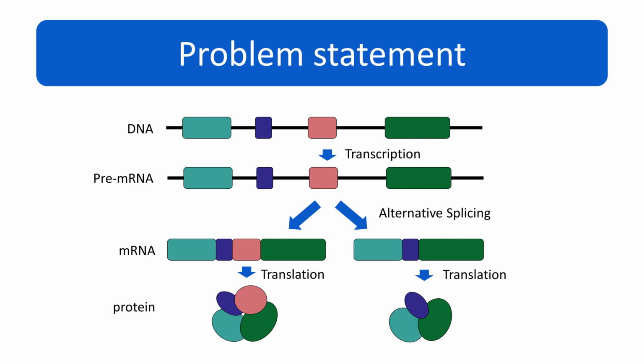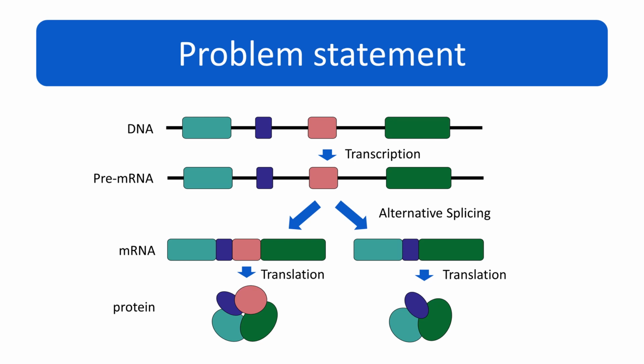This is a step between transcription and translation where parts of the RNA sequence, called introns, are removed, and the remaining parts, called exons, are joined together to form a mature mRNA transcript. By skipping certain exons, or only including them partially, multiple mRNA transcripts can be formed and each of them can lead to a different protein. This allows cells to produce different proteins, even if they are all encoded in the same gene.